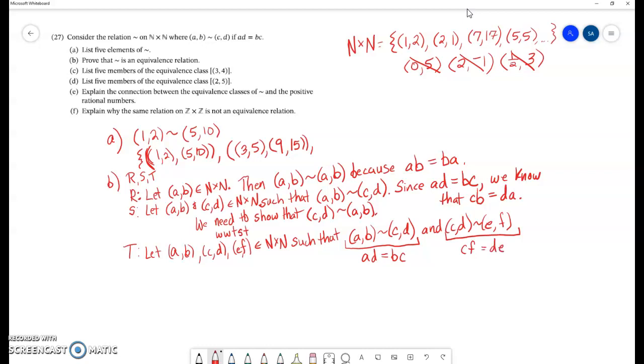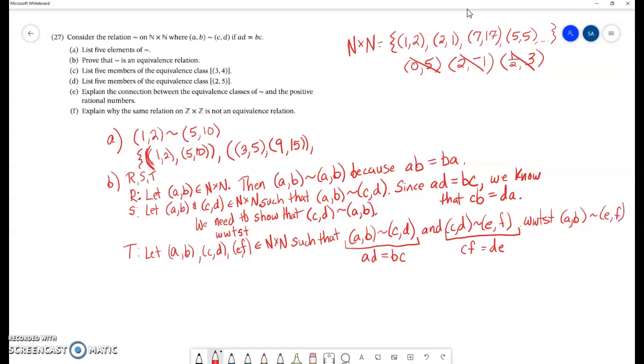And since this is true, we know that CF equals DE. We're assuming that these two things are true. This is part of our assumption. And what we really need to show is that AB is in relation with EF. So I'm going to say we want to show that AB is in relation with EF.